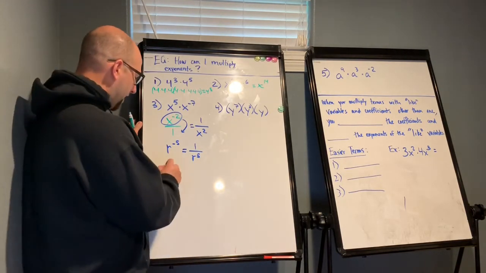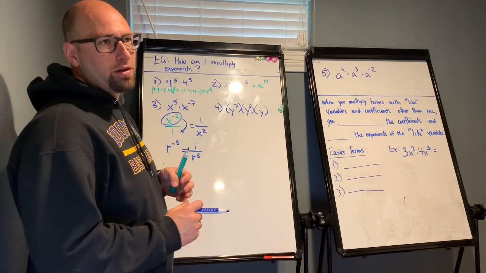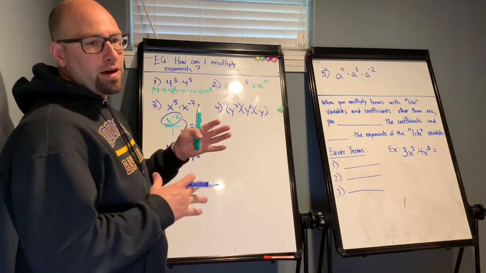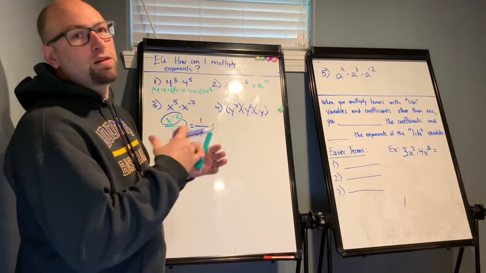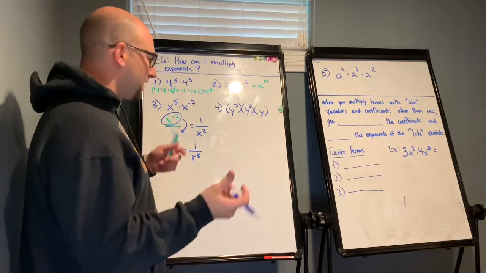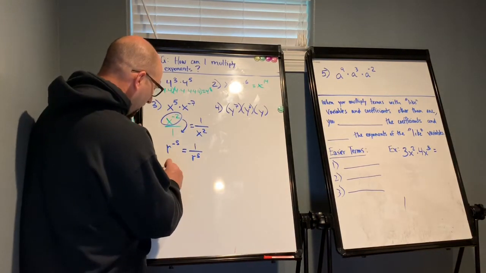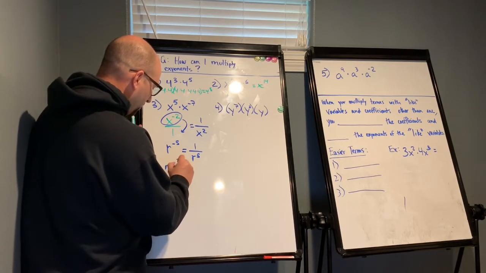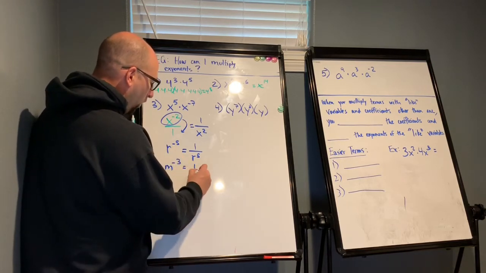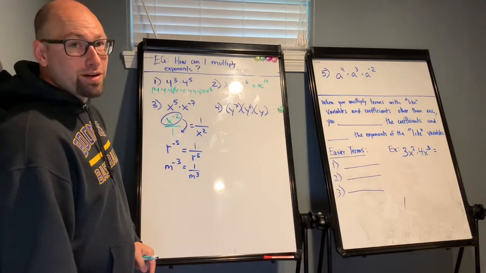Okay, if we have, and there's a reason for this, any number to a negative exponent that's less than 1 becomes a fraction. Anything less than 1 is a fraction. So if we have m to the negative 3, that'll be 1 over m to the positive 3. So you can see what you do when you have a negative exponent.